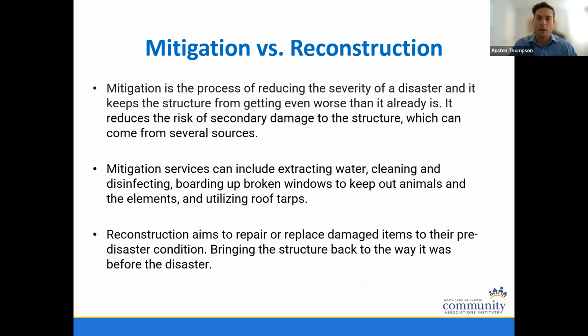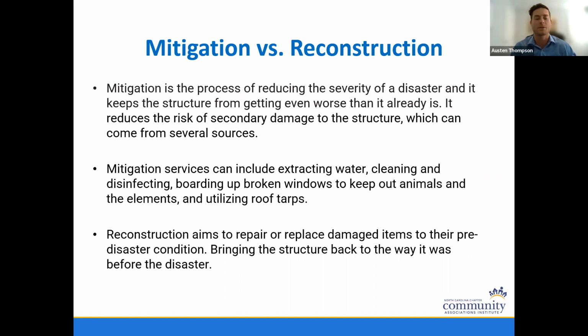Brooke briefly touched on mitigation, but I'm going to explain the differences between mitigation versus reconstruction. Mitigation is the process of reducing the severity of that disaster, and it's about keeping your structure from getting worse, right? So condos, townhomes, apartments, no matter what it is, once that disaster happens, we want to be on site as quick as possible to keep the structure from getting worse.